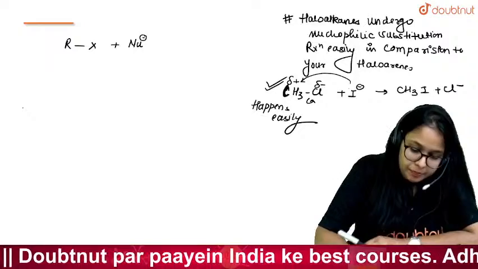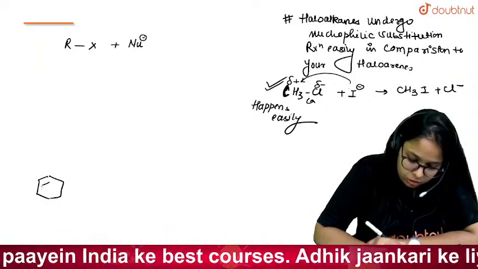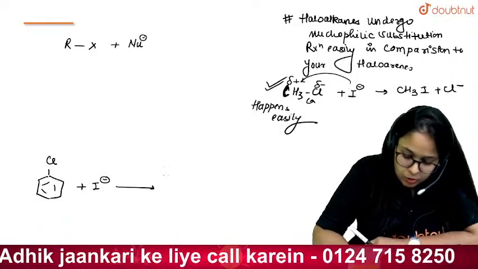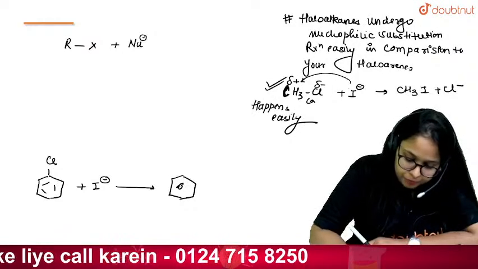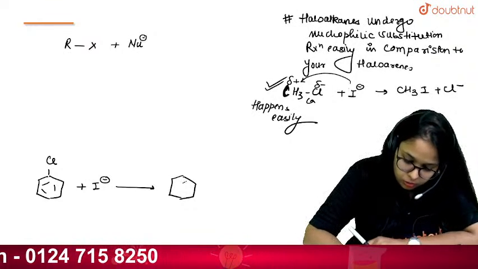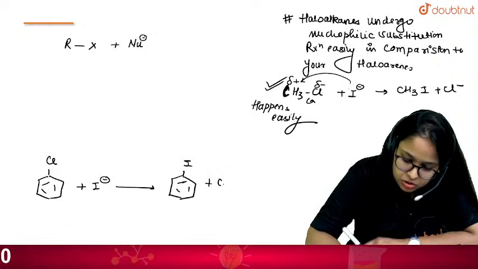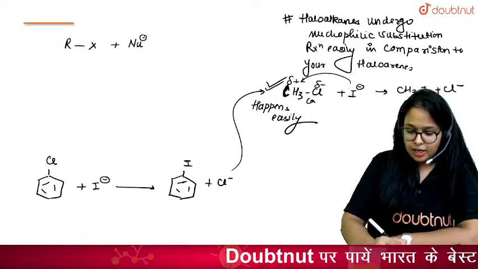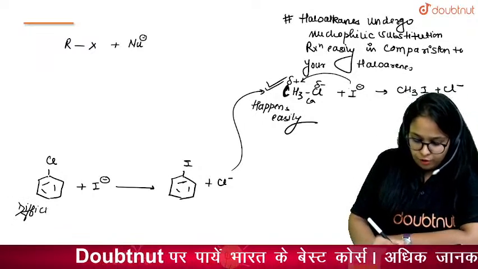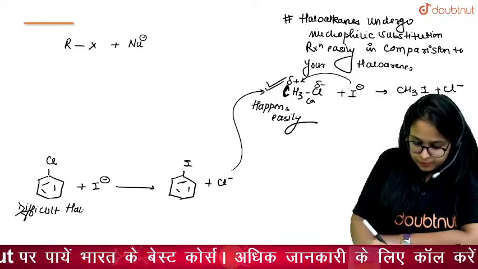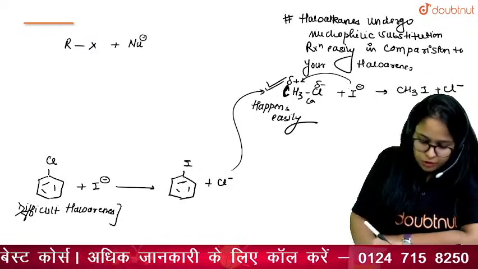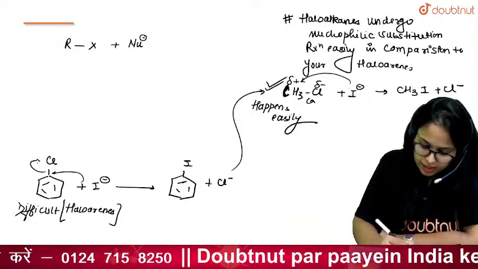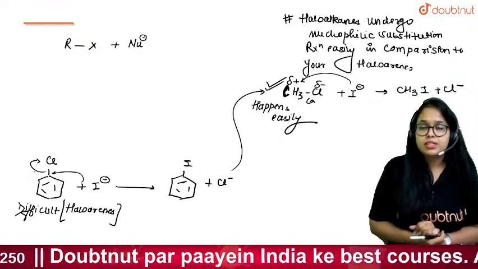But if I say you have to form iodobenzene from your chlorobenzene, will this reaction happen with as much ease as this reaction has happened? This reaction won't happen. It is difficult for your haloarenes to show nucleophilic substitution reaction. I minus cannot simply attack and break this bond and substitute the Cl minus ion.